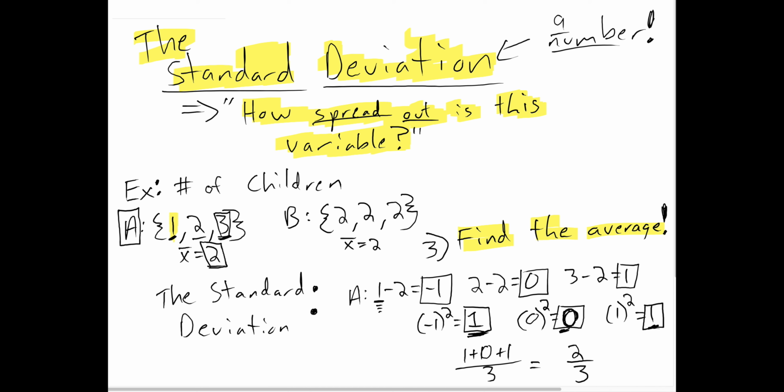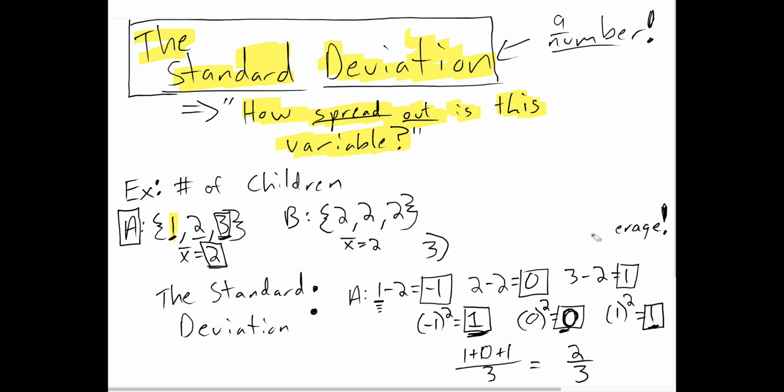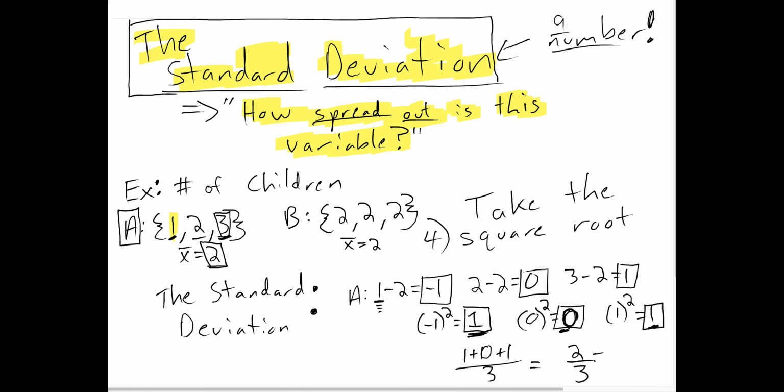Goal here is to find the number that we're calling the standard deviation. And now, the very last step. That's nice, right? This is the last step to find the standard deviation. Take the square root. So our standard deviation is going to be the square root of 2/3. That is the standard deviation of this data set A here. It is a measure of how variable these three numbers here are.